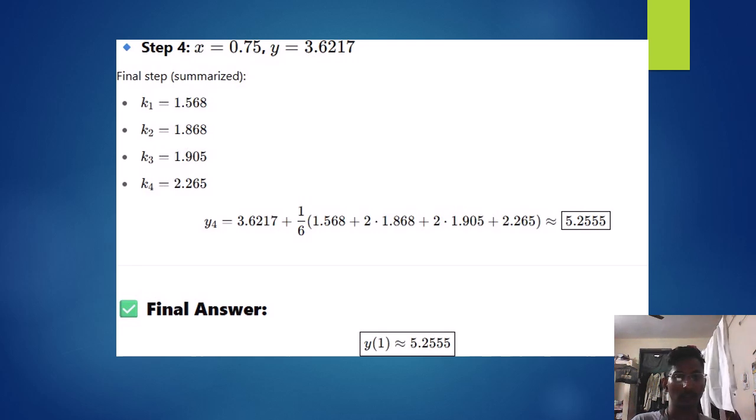Step 4: x is equal to 0.75, y is equal to 3.617. k1 is equal to 1.568, k2 is equal to 1.868, k3 is equal to 1.905, and k4 is equal to 2.265. Okay, and y4 is nearly about 5.25, but the final answer is y at 1 equal to 5.2555. This is the answer.